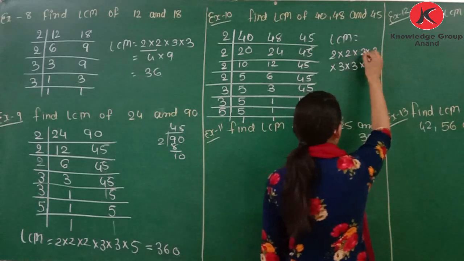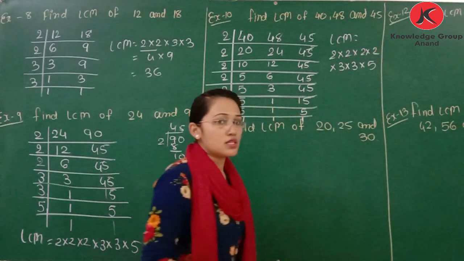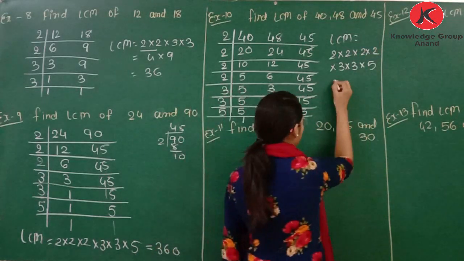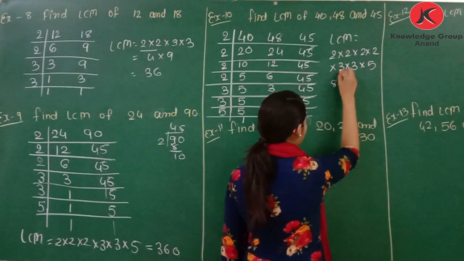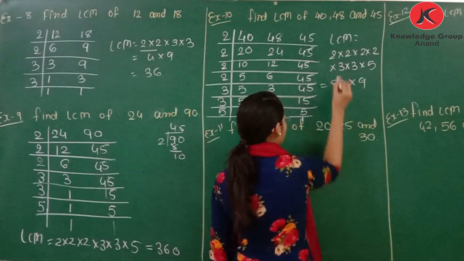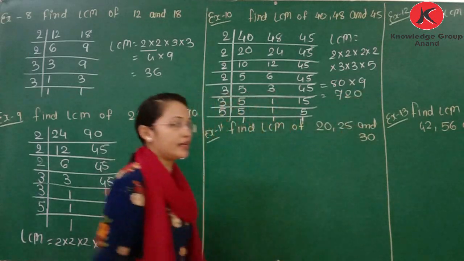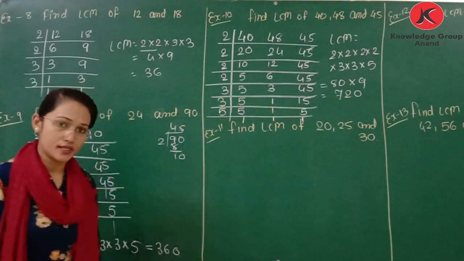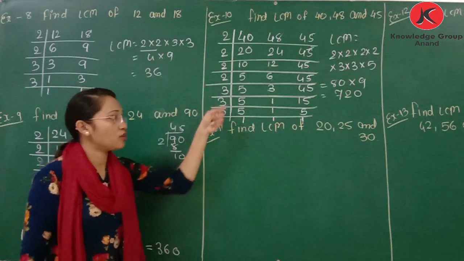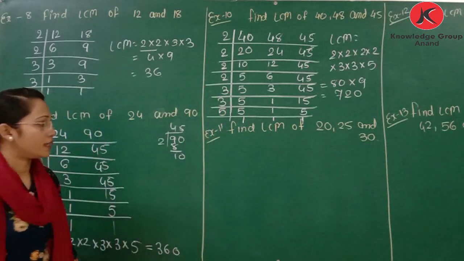2 2s are 4, 2 4s are 8, 2 8s are 16, 16 5s are 80, 80 9s are 720. 720 will be your LCM. If you multiply these numbers, you will get 720.